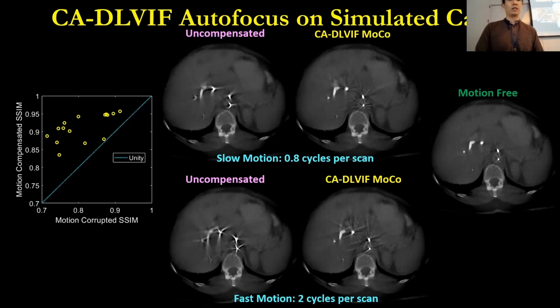For a more concrete example, you can see in the middle we have 2 example cases, one with slow motion, one with faster motion. In both cases, you can see that the vessels as well as the catheters have been restored to better shape, and the image looks closer to the motion-free scan.